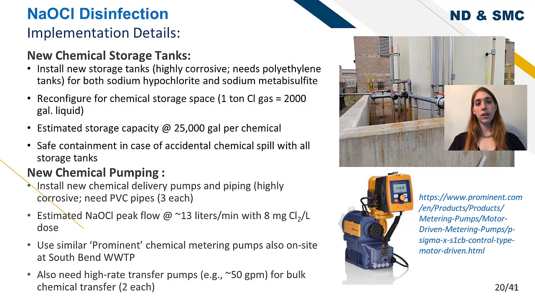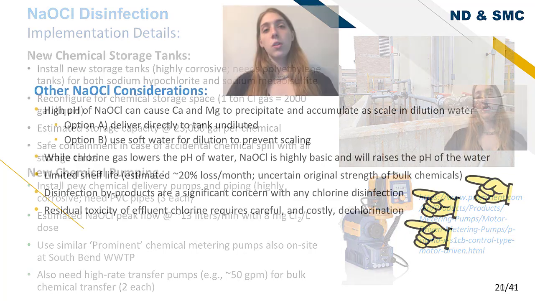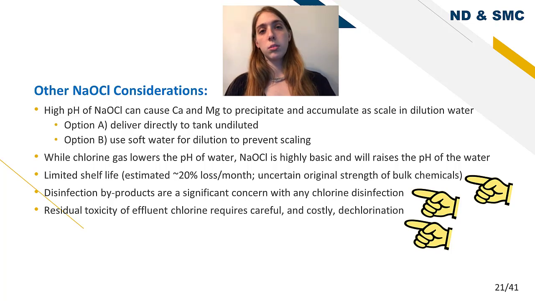In addition to the new tanks, the pipes will also have to be made of PVC to prevent corrosion and have new pumps purchased to deliver the liquid chemicals. We also must determine how to transfer the chlorine to the head of the disinfection tank from the current chemical storage location. Though it is widely used, sodium hypochlorite has a few notable drawbacks.